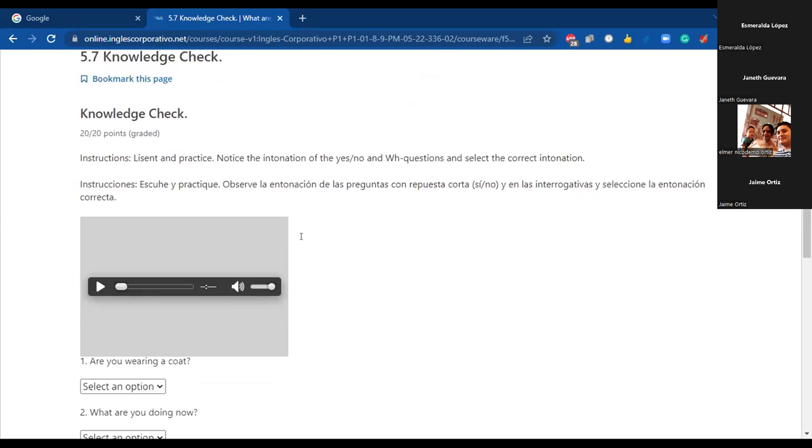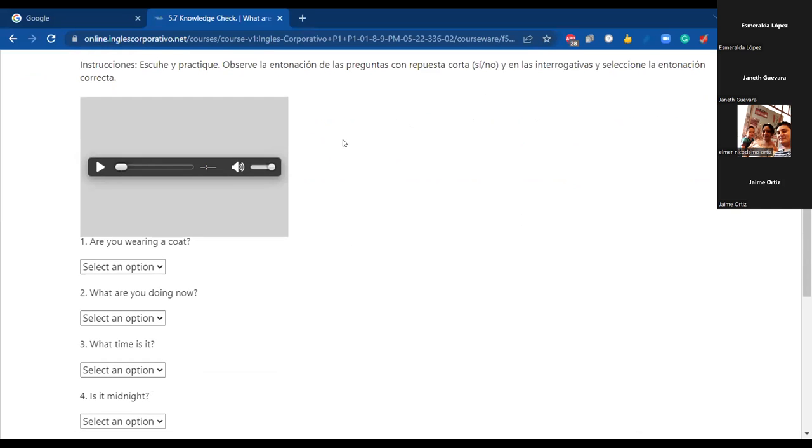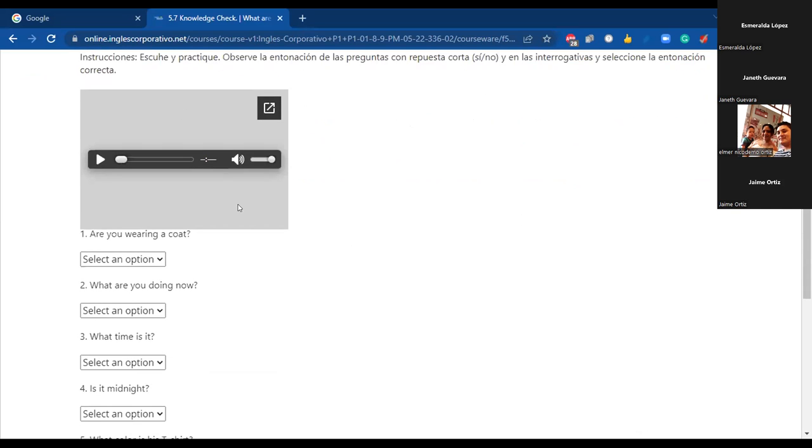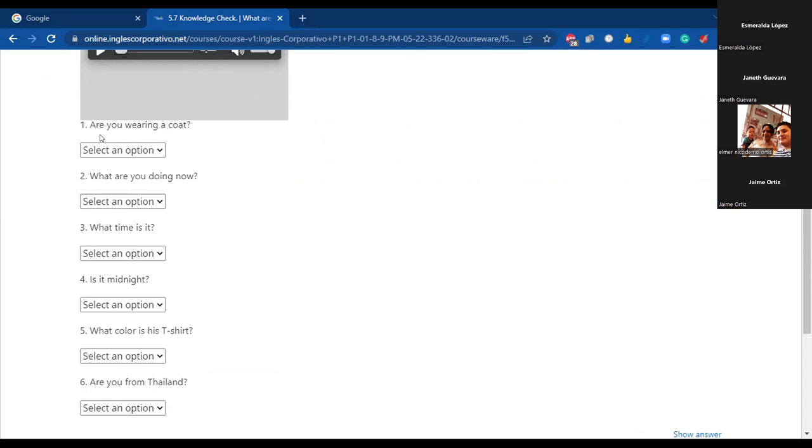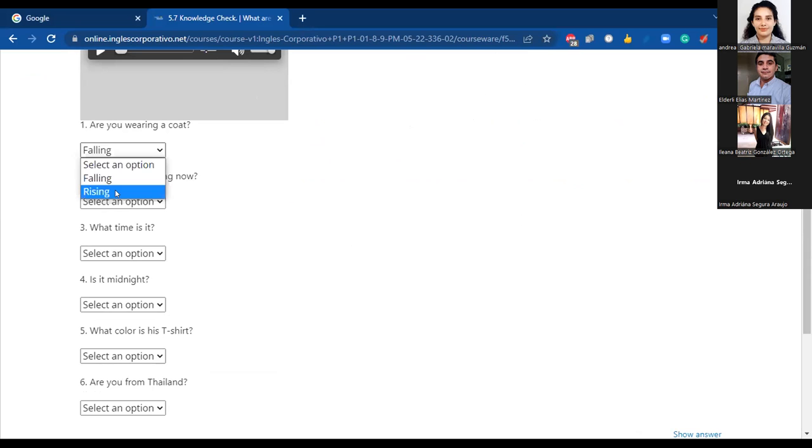Okay, so here we're not going to listen, but we're going to read them. For example, the first one. Let's see, Ileana, what is number one? Read the question and tell me if it is falling intonation or rising intonation. Are you wearing a coat? It would be rising intonation. Rising intonation. Okay, good.